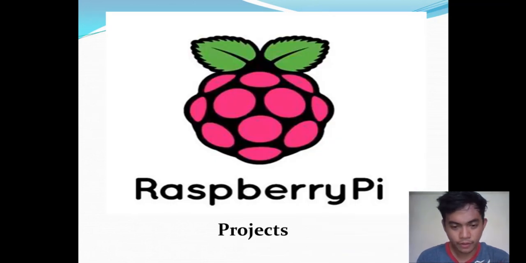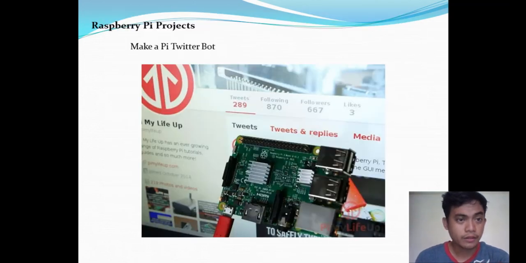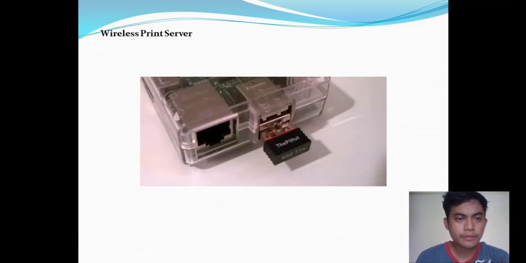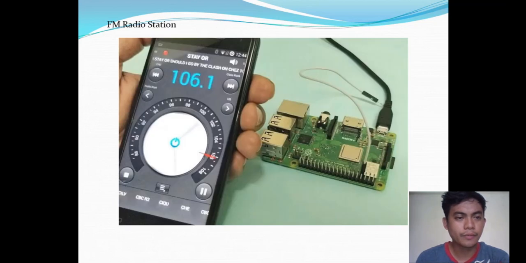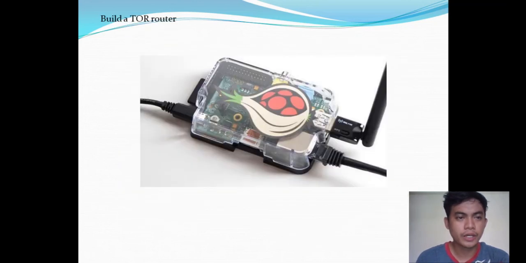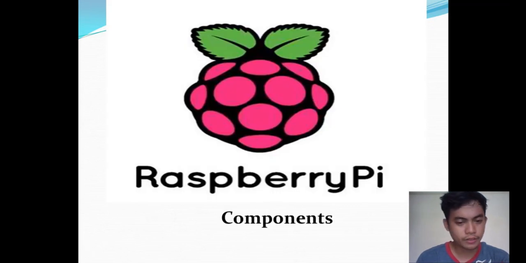And next is Raspberry Pi projects. This is an example of some of the projects that use Raspberry Pi: make a Twitter bot, wireless ping server, FM station, build a Tor router.